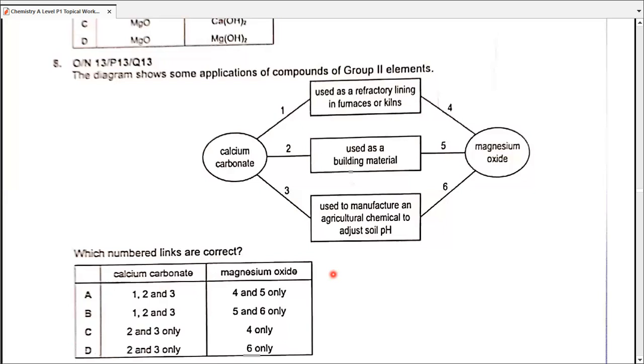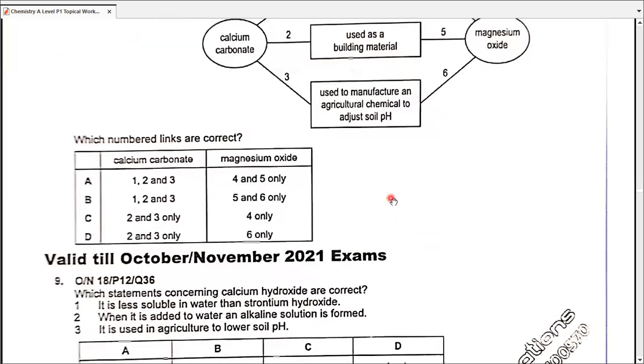Calcium carbonate is used as a building material, so 2 is correct. It is used to manufacture an agricultural chemical to adjust soil pH. 3 is also correct. 2 and 3. And then magnesium oxide. 6 is not right. 4. C. Good. 2, 3, and 4 are correct, which makes C the right choice. All right, let's move on.